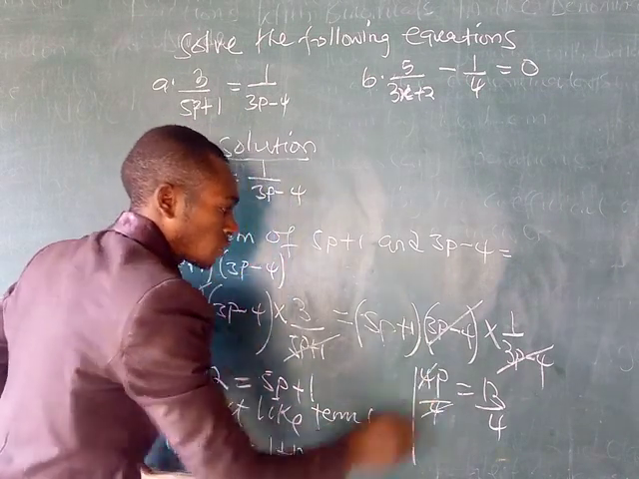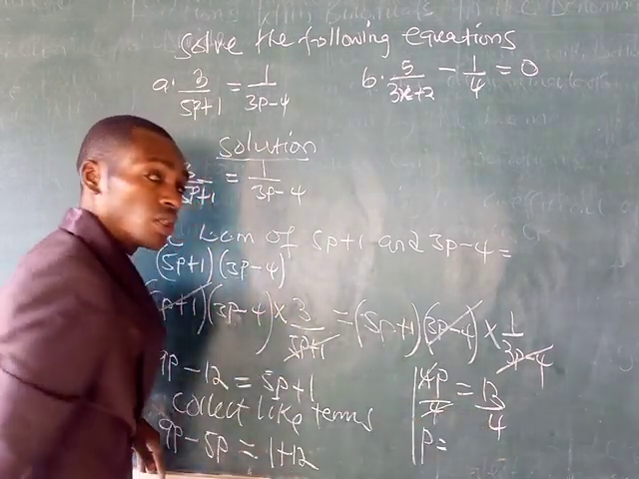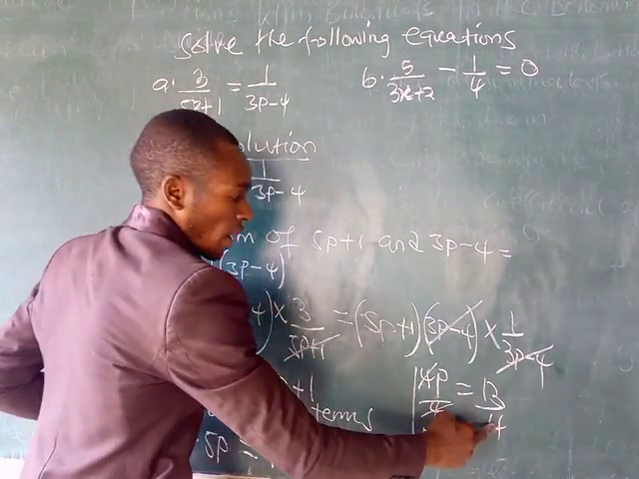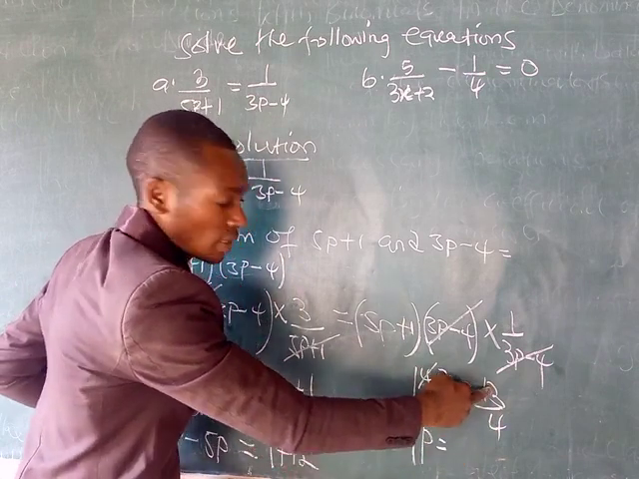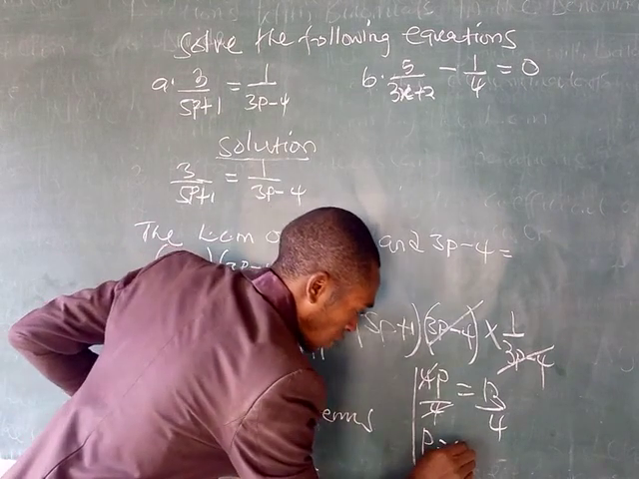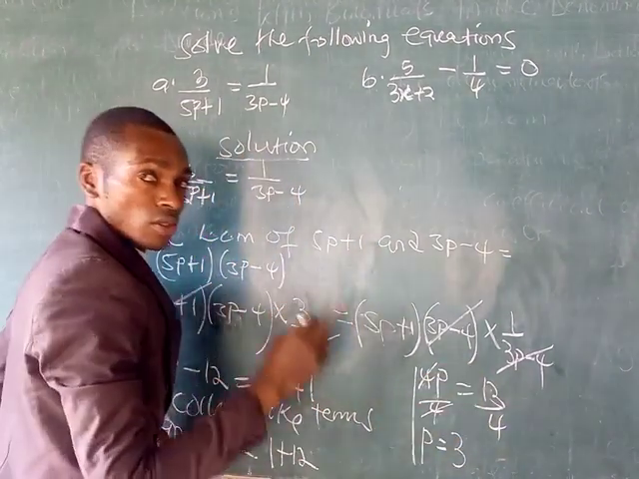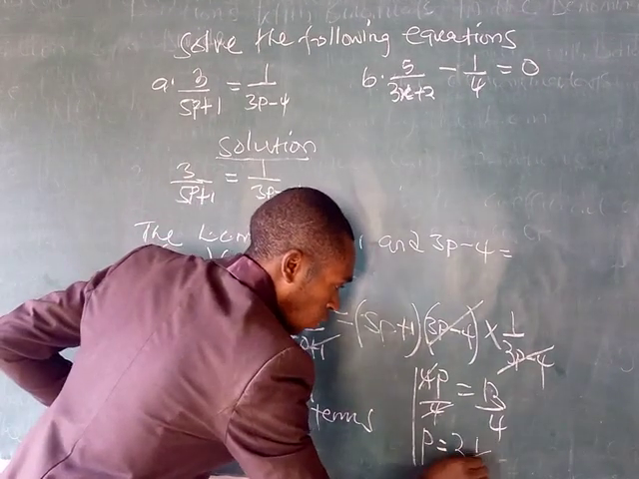This 4 cancels this 4. What we have left is p. Then we have 13 over 4, which is improper. So how many 4s can we get in 13? We'll have 3, because 3 times 4 will give us 12. So how many 4s are in 13? We have 3, remainder 1. So we have 1 over 4.